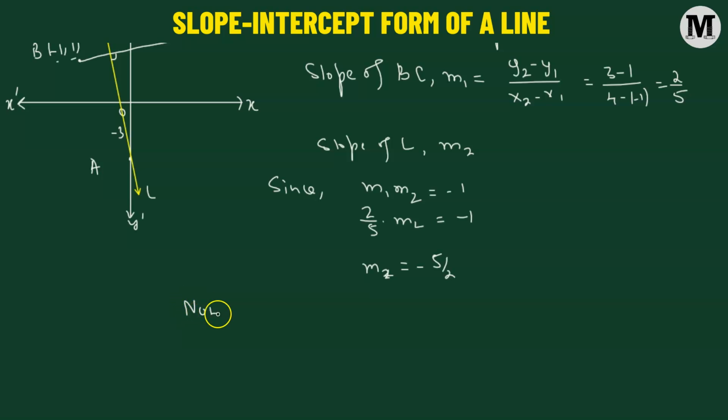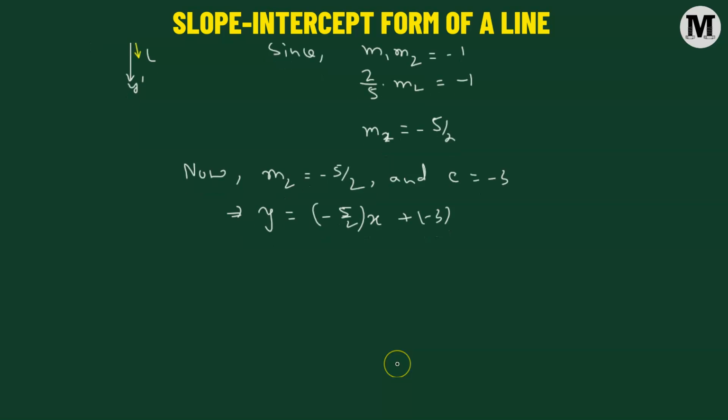Now we have M2, the slope of the line, which is -5/2, and we have the y-intercept c, that's -3, which implies that the equation of the line will be y = -5/2 x + (-3). Okay, now let's multiply throughout by 2. So we get 2y = -5x - 6. Rearranging the terms, we get 5x + 2y + 6 = 0.